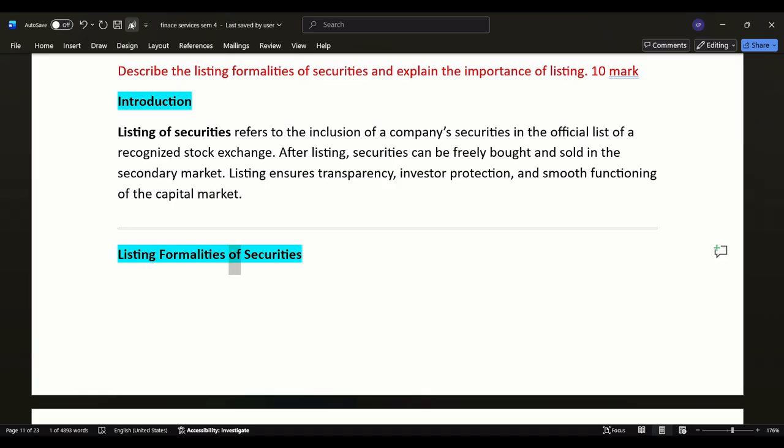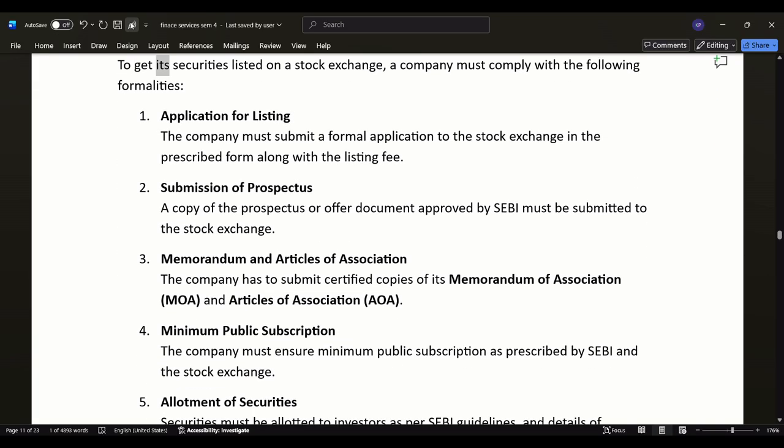Listing formalities of securities. To get its securities listed on a stock exchange, a company must comply with the following formalities. Application for a listing. The company must submit a formal application to the stock exchange in the prescribed form along with a listing fee. Submission of prospectus. A copy of the prospectus or offer document approved by SEBI must be submitted to the stock exchange. Memorandum and Articles of Association. The company has to submit certified copies of its Memorandum of Association, MOA, and Articles of Association, AOA.